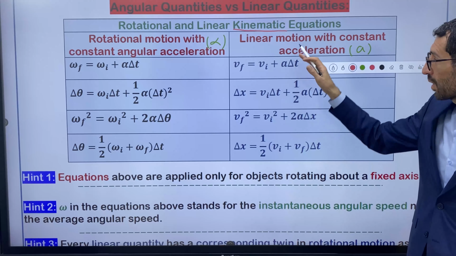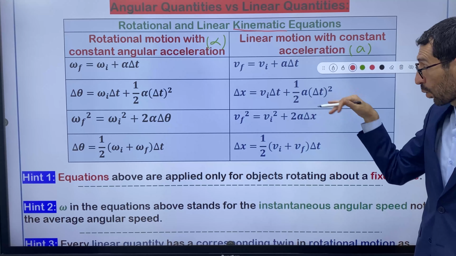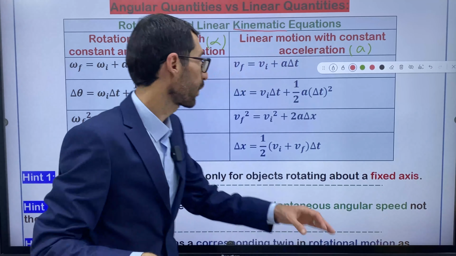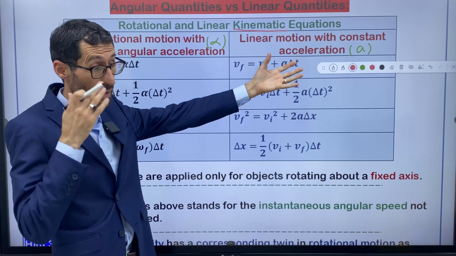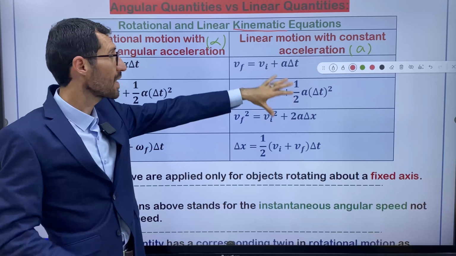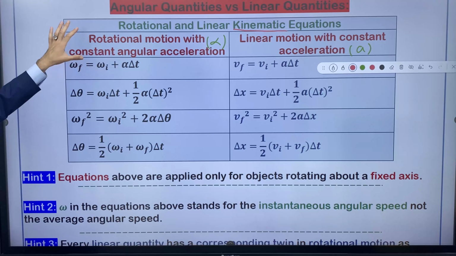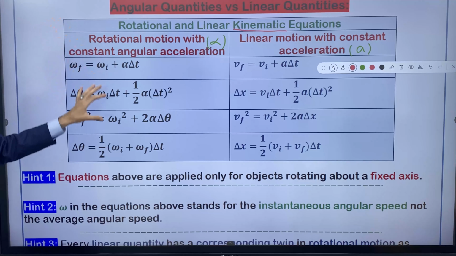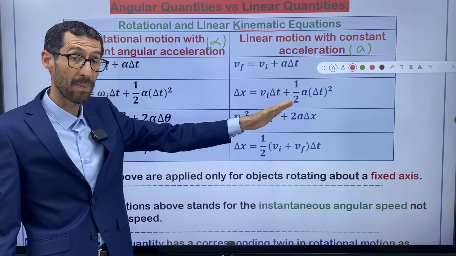I told you this column is background for us. We know these equations; we got information about them. They are not strange for us. We are familiar with these equations, but the rotational ones are new. We focus on the new equations. Sometimes we need the right column, no problem.